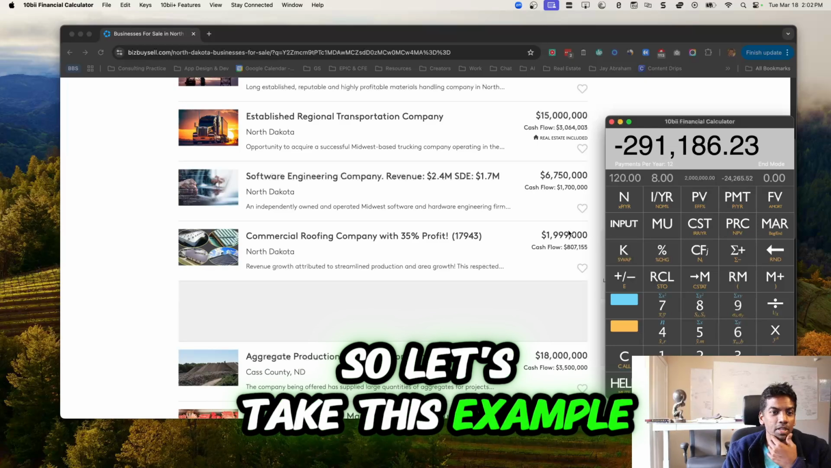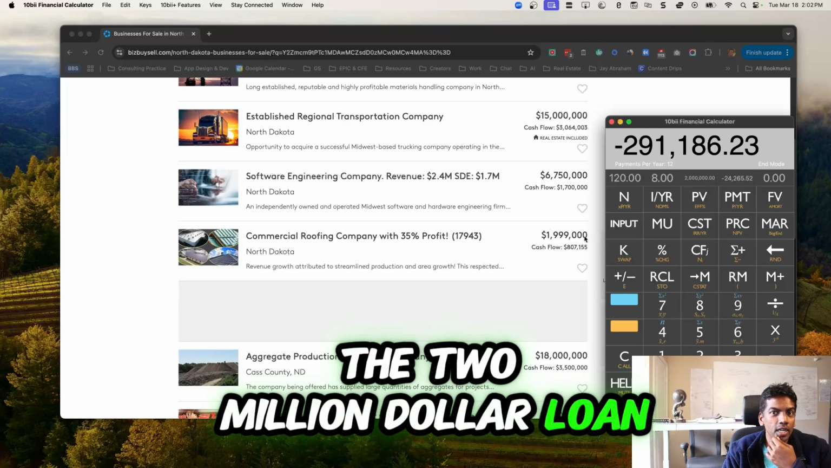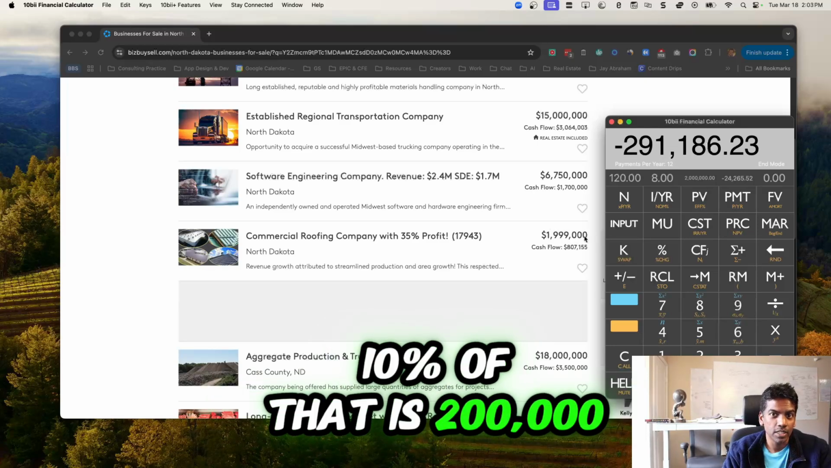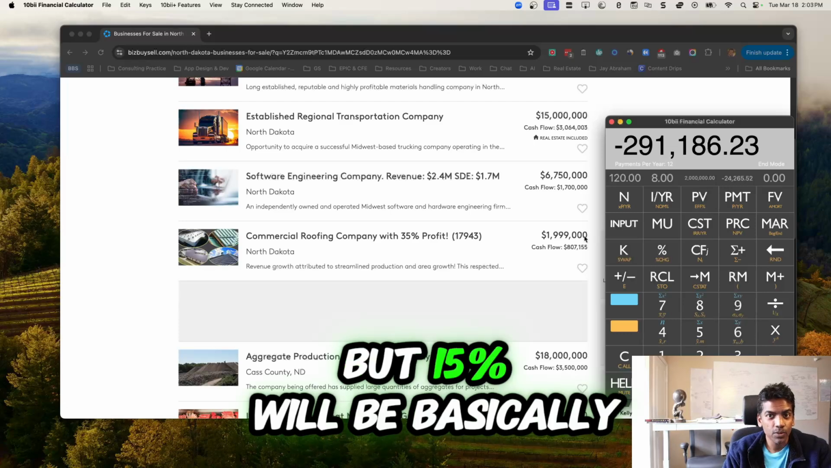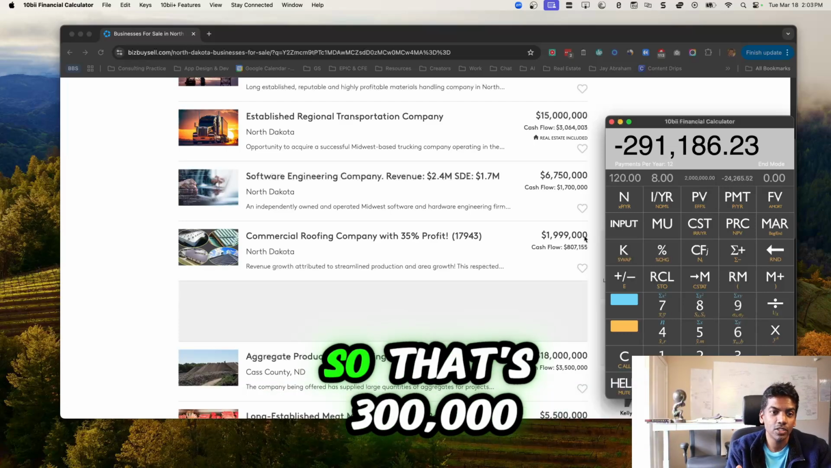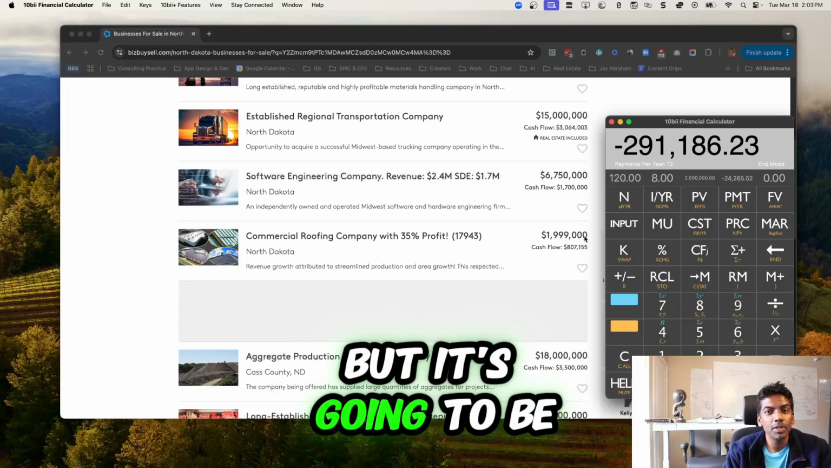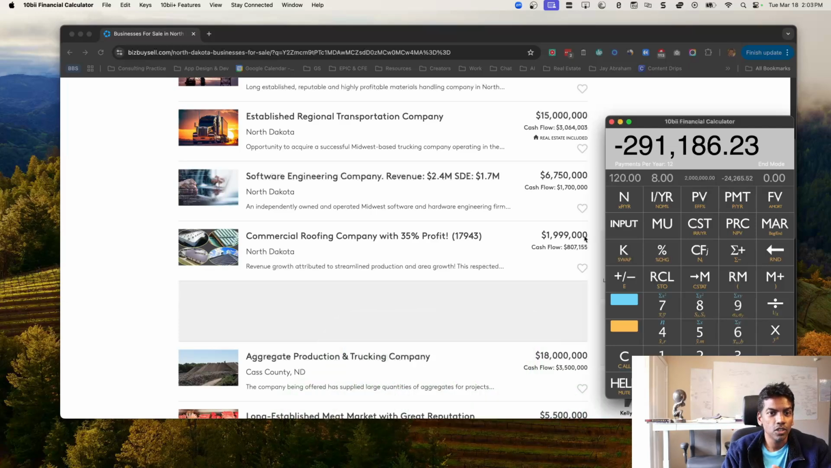So let's take this example. It's a $2 million loan. 10% of that is $200,000. But 15% will be basically you add another half of that, so that's $300,000. But it's going to be a little over $300,000. So you can say 330, something like that.